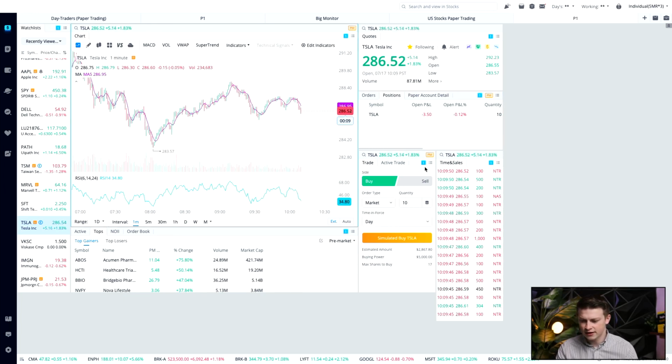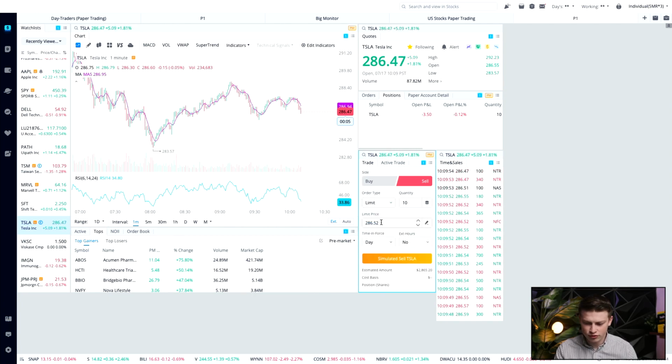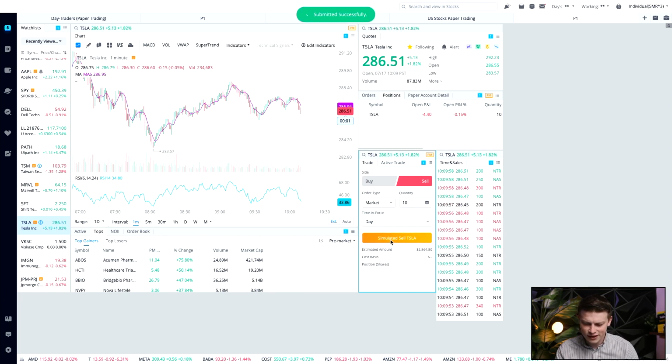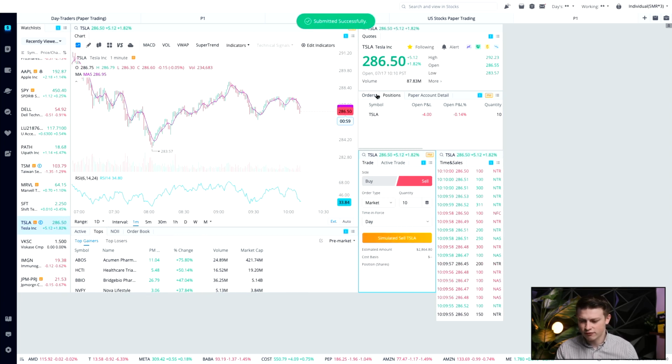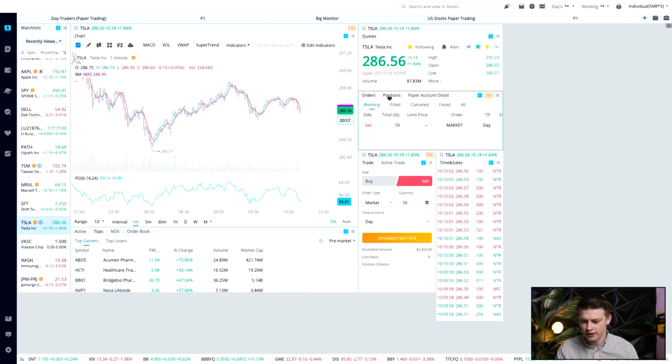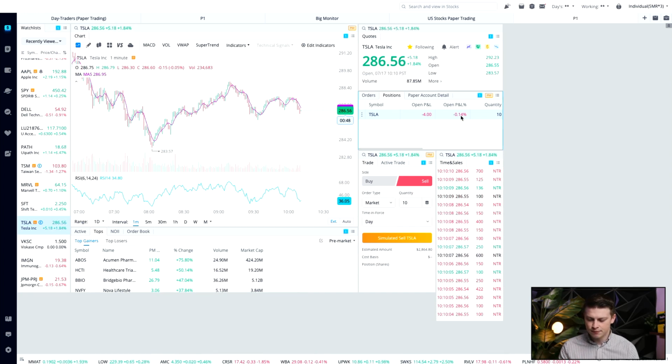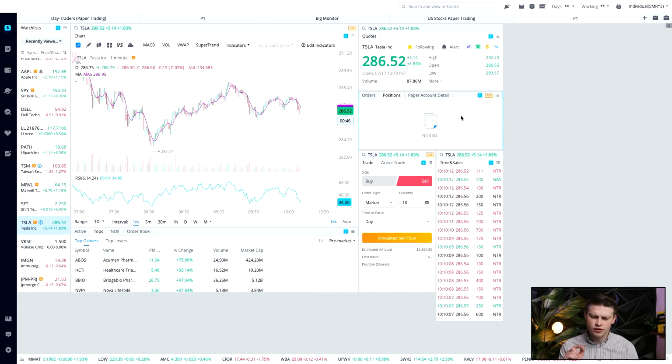And let me just sell it just to show you. So now I sell 10, and I can choose limit order, sell it at a certain price, or just a market order. Sell it whenever is most convenient. So we've got that sell order in. We've got our position of 10 still. We're waiting for it to fill. Hopefully it fills very soon. The one thing with paper trading that I do notice, and there we filled. We got it, okay? Paper account detail, we lost $4.